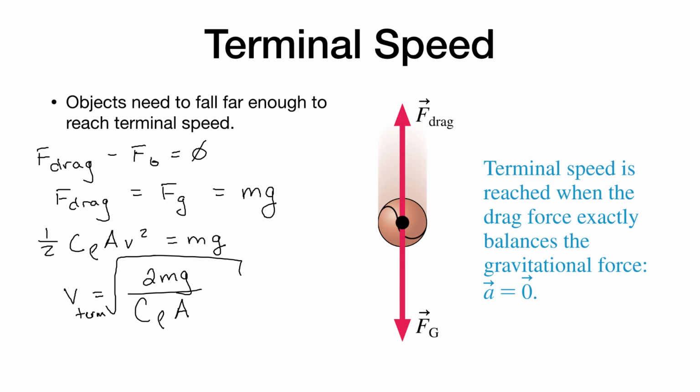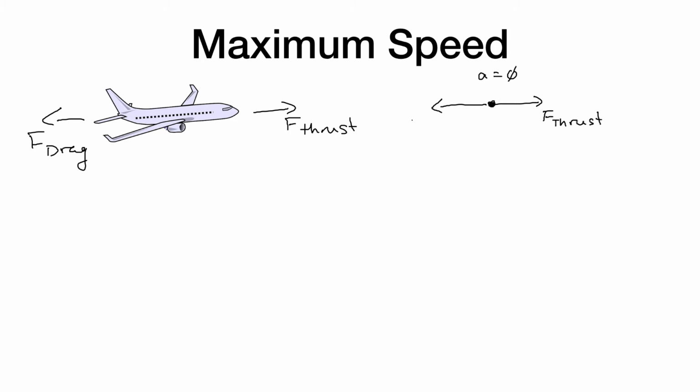Now, if we're looking at the horizontal direction, then this is going to give us what we call maximum speed. But the idea is essentially the same. So we've got an airplane here. The engines on this airplane are giving it some sort of thrust. Drag is going to be pulling against it. And so just like in our previous example, we've got two forces. If we get to the point where acceleration is zero, then these two forces must be equal to each other.